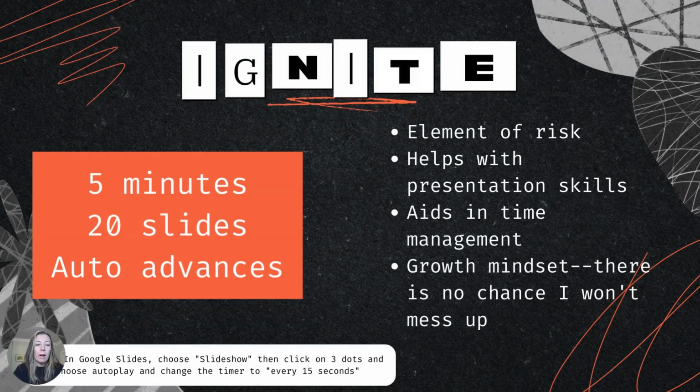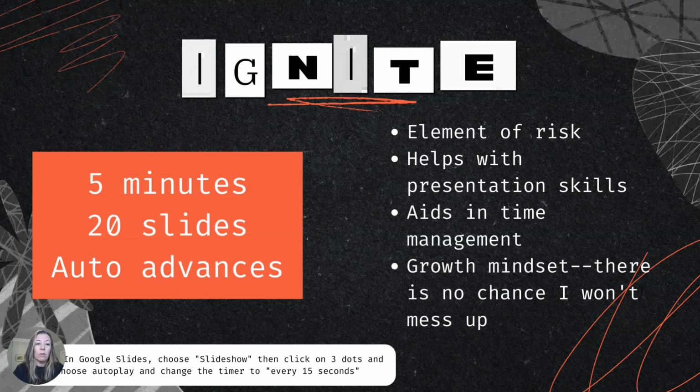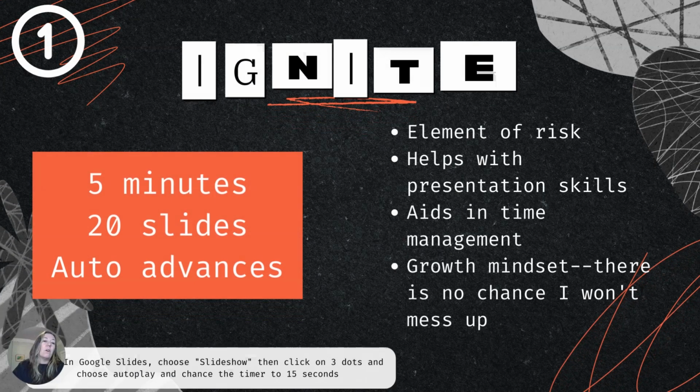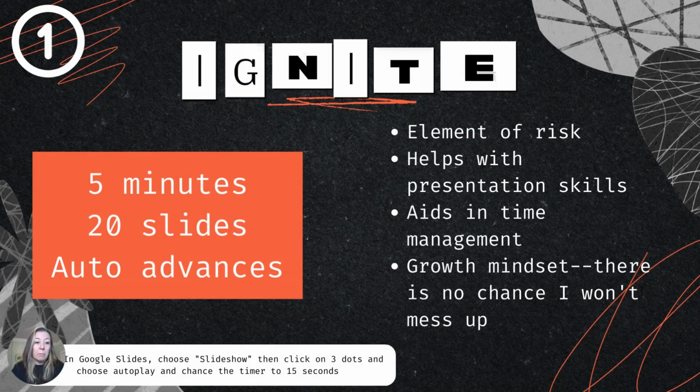And so where I am going with this is I'm presenting this as an Ignite session. So it's 5 minutes long. You'll have 20 slides and it is auto advancing. So this kind of promotes this bit of risk, like I'm for sure going to mess up in this. And if you like this strategy, you can see by the number 1, write that down so you know that later you want to come back to this slide and get the resources that I'm sharing with you.